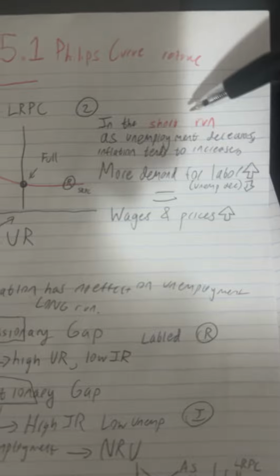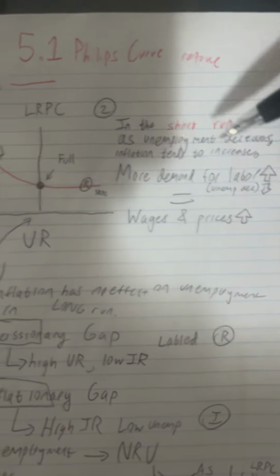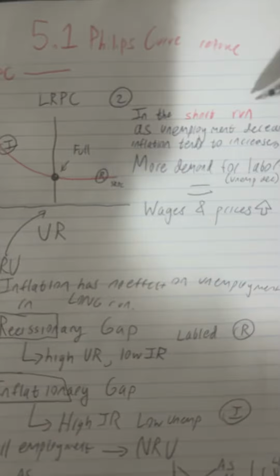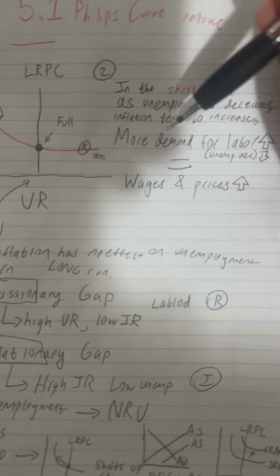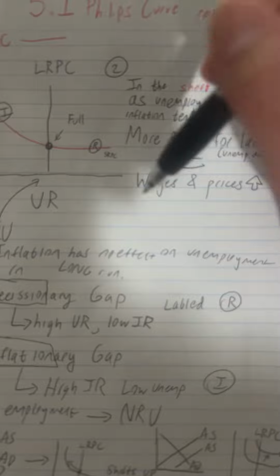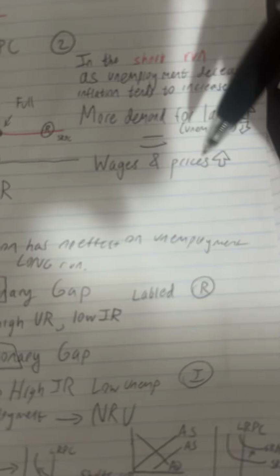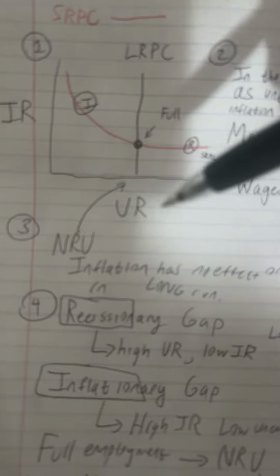There's a negative relationship between inflation and unemployment because in the short run, if unemployment decreases, inflation tends to increase, as seen in this graph here, where when unemployment decreases, inflation increases. So this way and this way. It's like more demand for labor, unemployment will decrease, and then wages and prices will go up, which leads to inflation. So that's why there's a negative relationship.